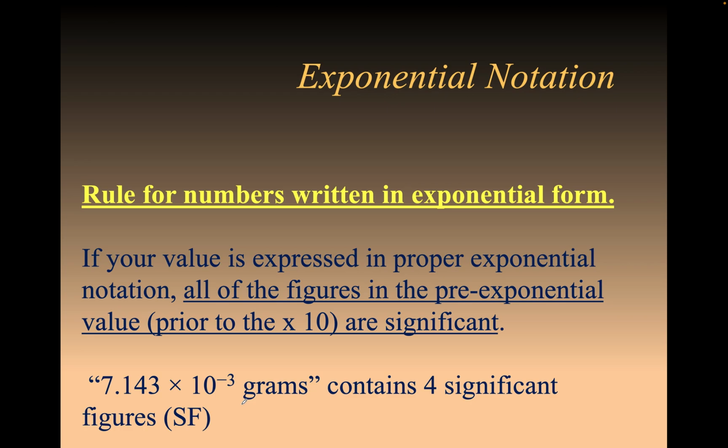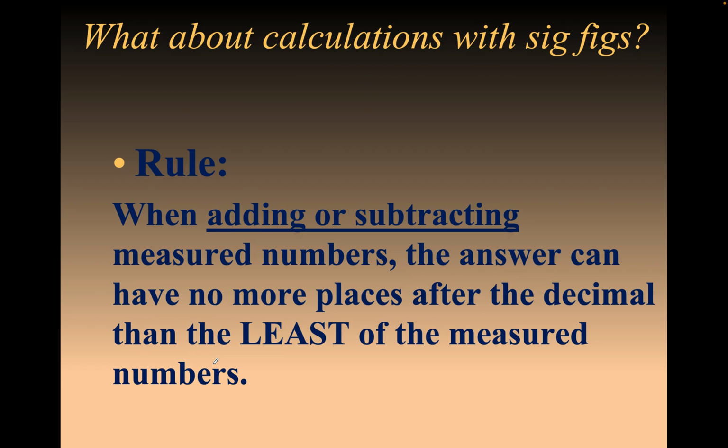How to know about exponential notation, the scientific notation. If your value is expressed in proper exponential notation, all of the figures in the pre-exponential value prior to times 10 are significant in nature. For example, 7.143 times 10 to the power negative 3 grams. It contains 4 significant figures, right? And the zeros coming in the negative or positive power will be non-significant in nature.